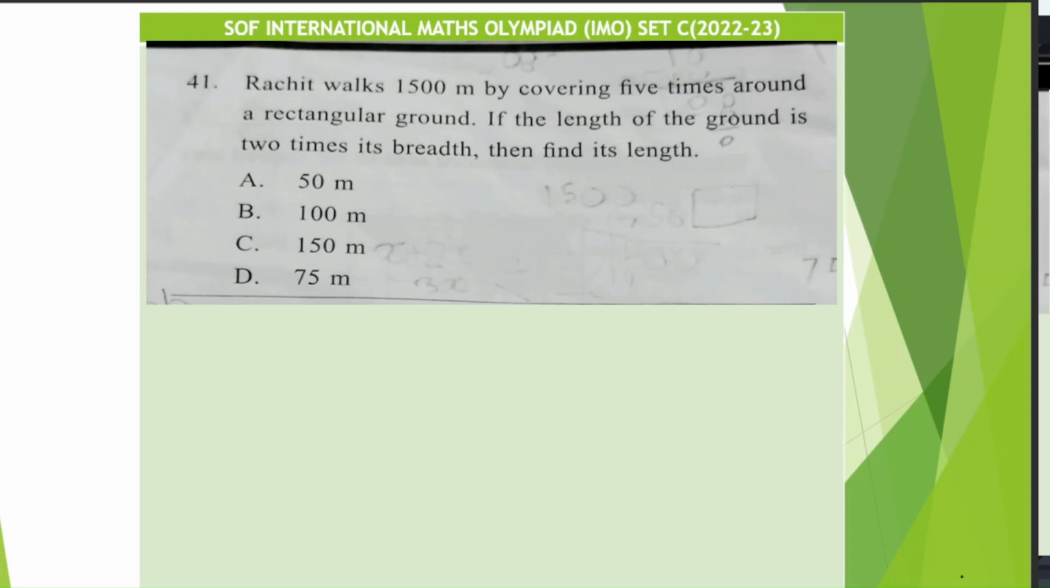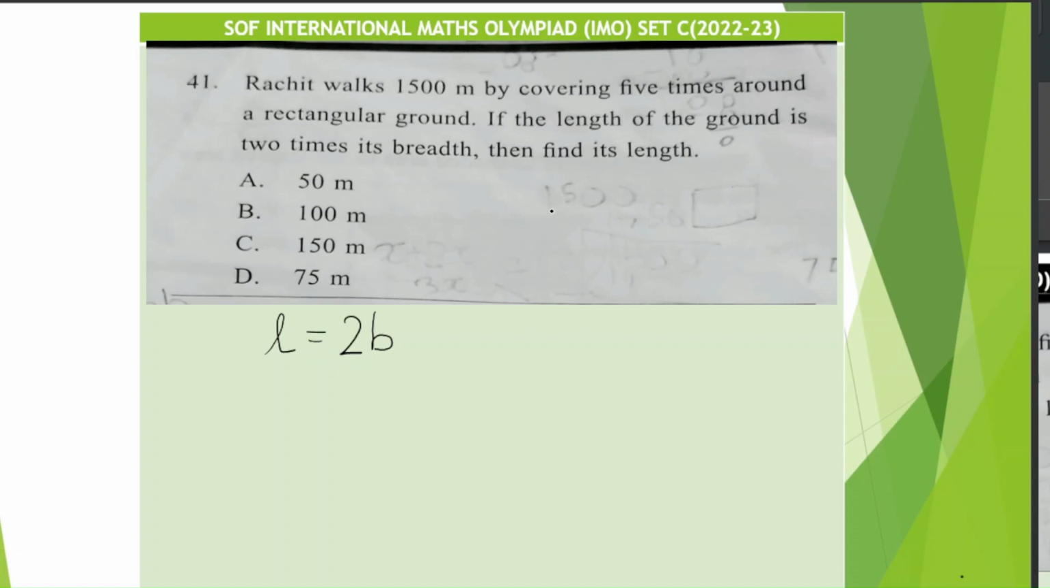Let's start with question number 41. Question number 41 says, Rachit walks 1500 meter by covering 5 times around a rectangular ground. If the length of the ground is 2 times its breadth, then find its length. If the breadth is B, then length L will be 2 times the breadth, so it will be 2B.